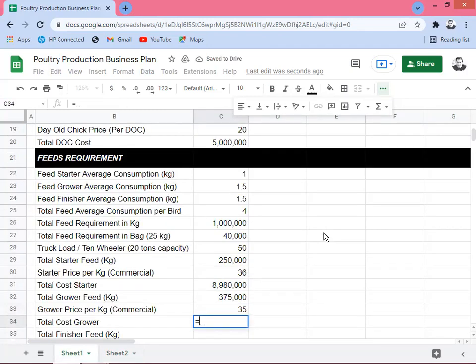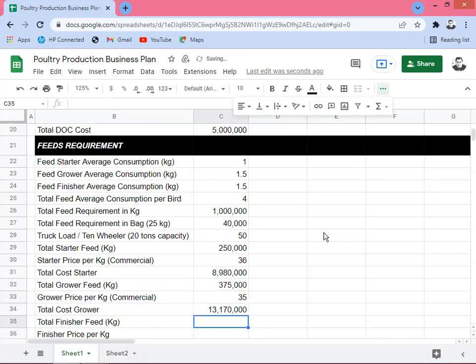Then the total cost would be 375,000 volume kilogram multiplied by the price. Although the commercial price of the starter feed is 36, 1 rupee more expensive than the grower feed price at 35, the amount is bigger because of the volume, 375,000, compared to the starter's 250,000. So 13.17 million for the total grower.